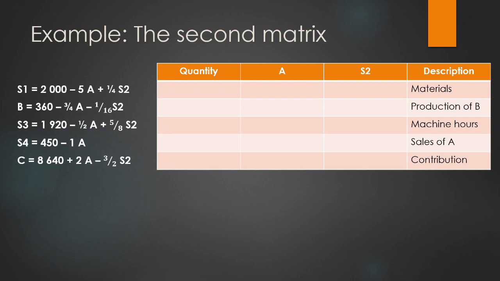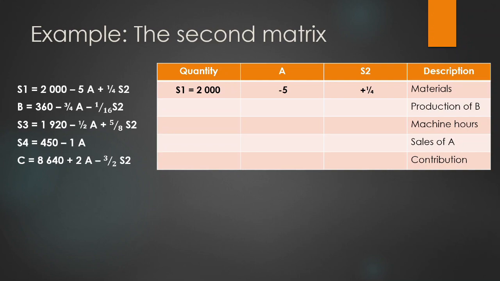Notice here, however, that A and S2, our labor hour slack variable, are on the right-hand side of the equation and will now form the columns. Otherwise, I construct the second matrix in the same way as the first matrix. So for the materials constraint, I have the unused capacity of S1 being 2,000 materials. Under A, I have -5, and under S2, I have plus 1/4.